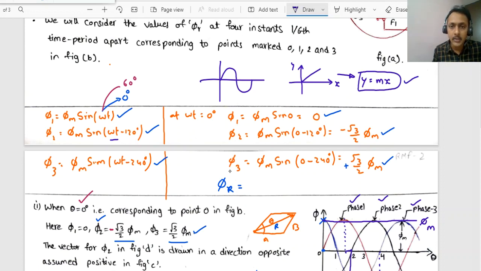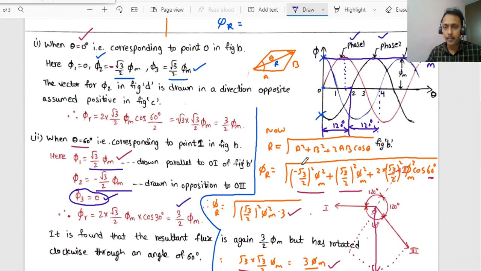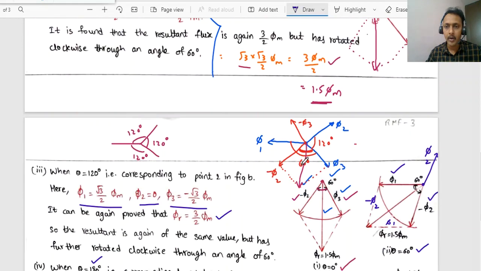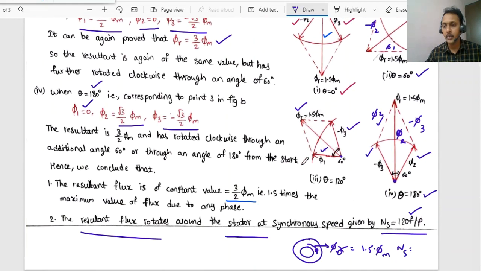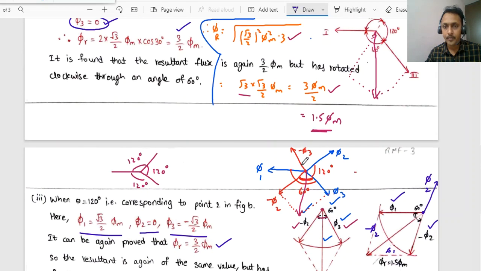Similarly, the flux is sinusoidal in nature. Because of that, we have taken its mathematical form as phi 1 equals phi m sin omega t. This is important. The second flux, due to phase 2, is phi m sin (omega t minus 120). At different values of omega t, we will calculate phi 1, phi 2, phi 3. For the resultant value, we apply the parallelogram law and add them up, and finally we get 1.5 times phi m, right? Thank you.